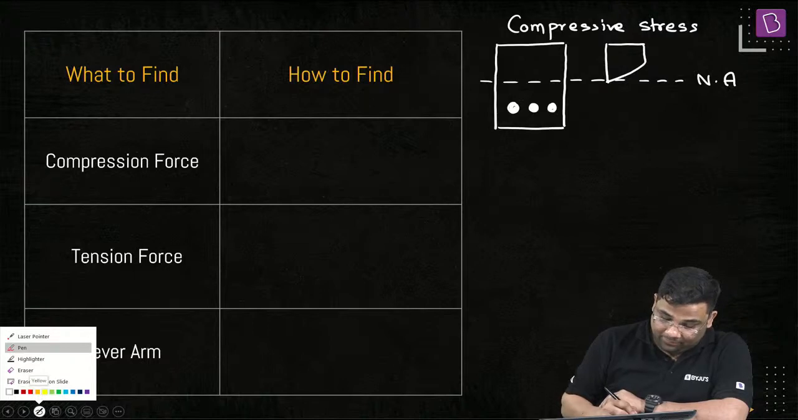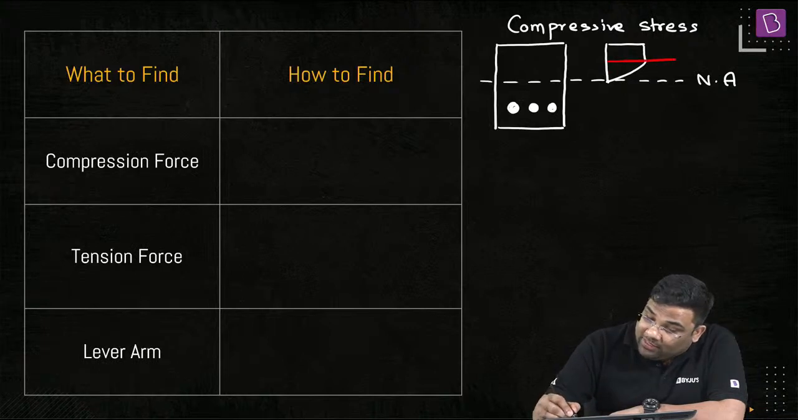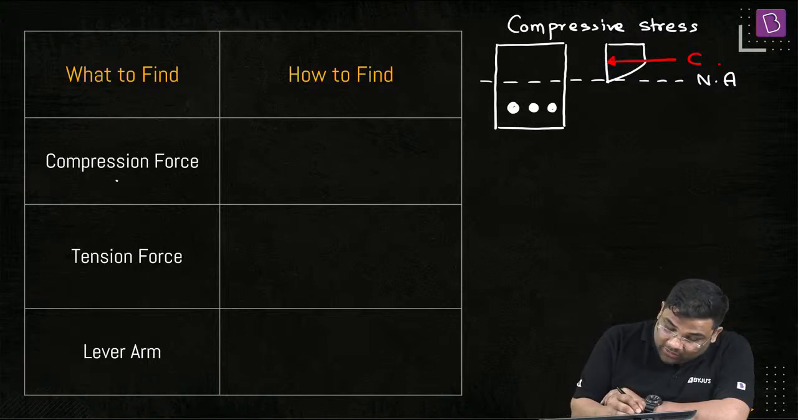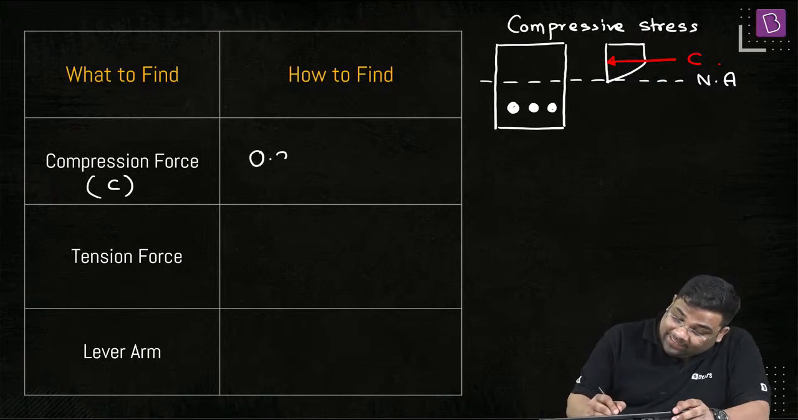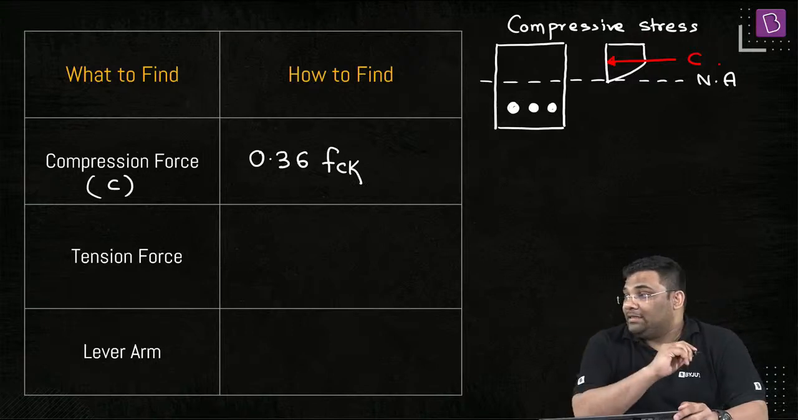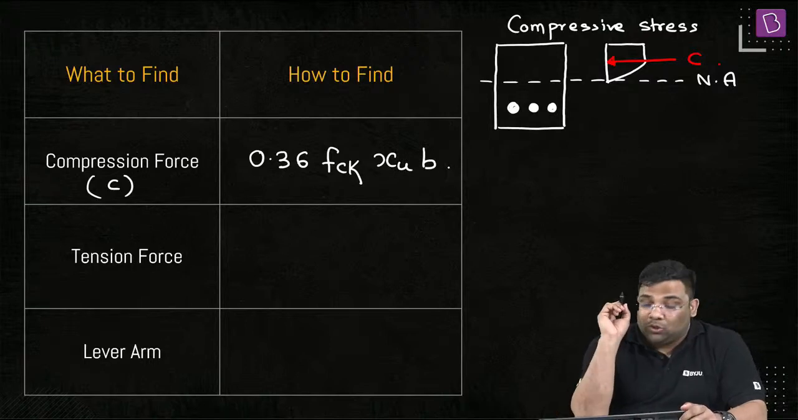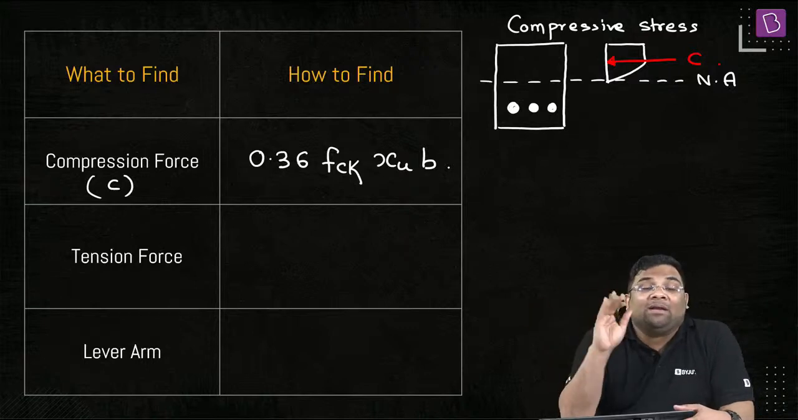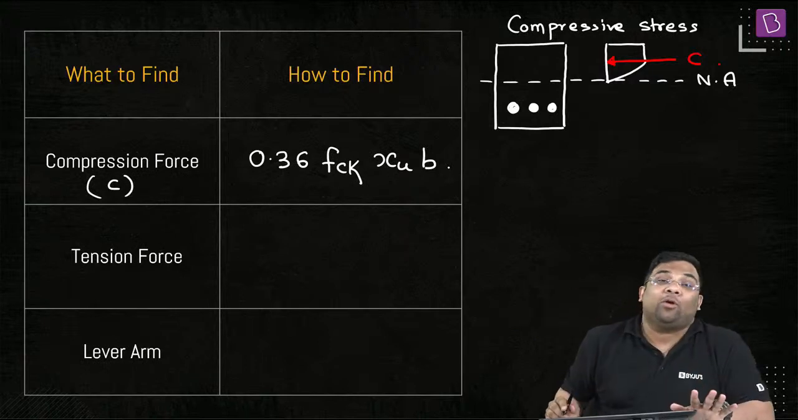This distribution will lead to a total force, and that total force is the total compression force. Directly they will ask you to find the total compression force. The formula is 0.36 FCK, the grade of concrete, into Xu into B. This is the total compressive force. Some other video will derive it, or if you want to see the derivation, it is available in the app. But here we'll discuss only the formulas.